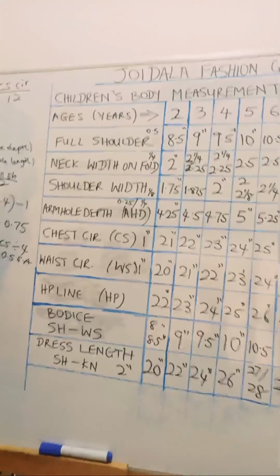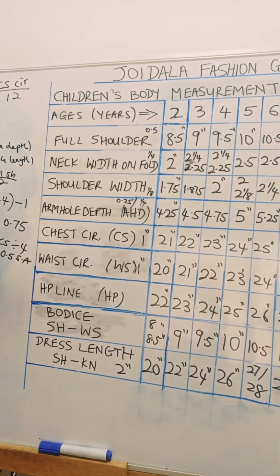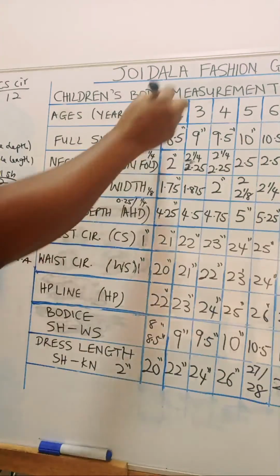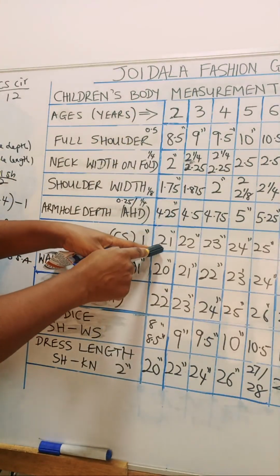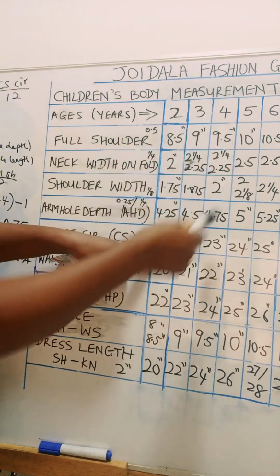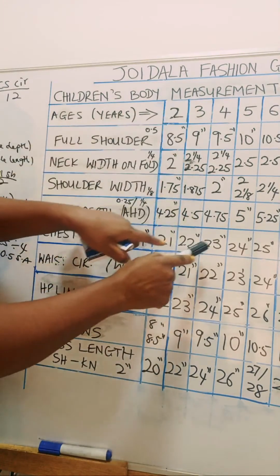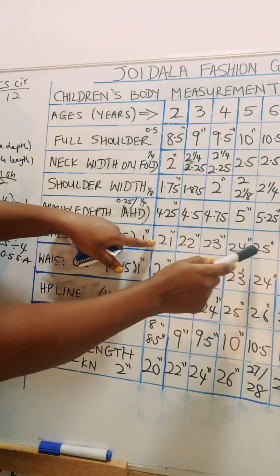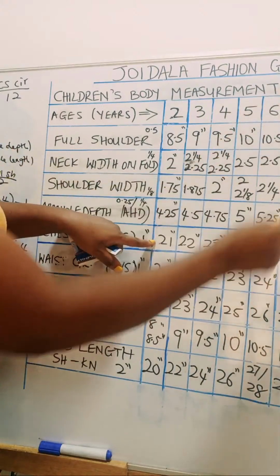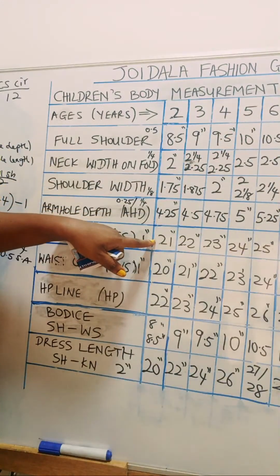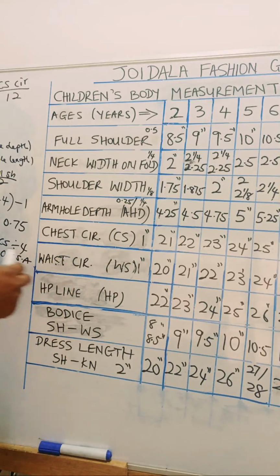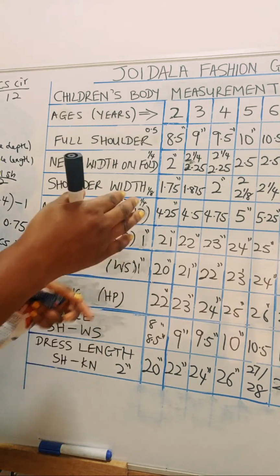And then for the chest circumference, one thing about the chest circumference is that there's a progressive increase of 1 inch. A child of 2 years, the chest circumference is 21. 3 years, 22. 4 years, 23. It will just be increasing like that with 1 inch added to it. 5 years, 24. 6 years, 25. 7 years, 26, and so on.